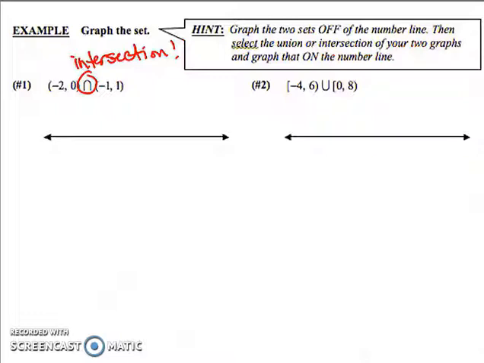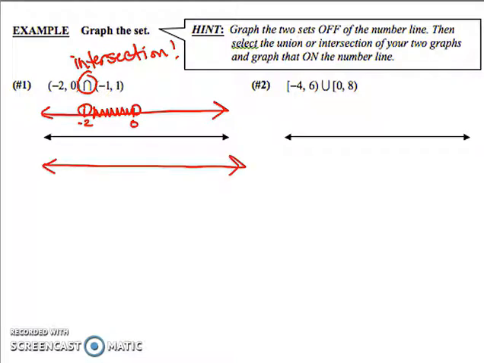Well, let's see here. We'll say -2 is right here, and we'll say 0 is right here. We know we have a rounded bracket on -2, so that's going to be an open circle, and a square bracket on 0, so that's going to be a closed circle. And we're looking at what lives between there. Now we've got another set that we want to look at below the number line. This set goes from -1 to +1, and both are open circles, because they're rounded brackets.